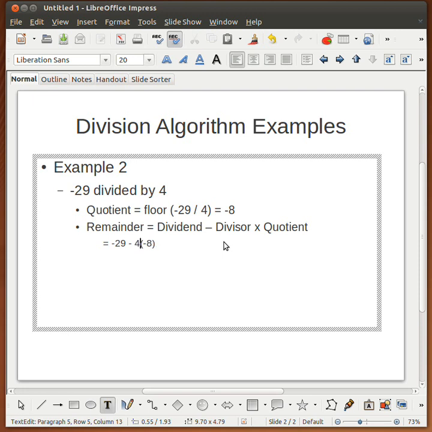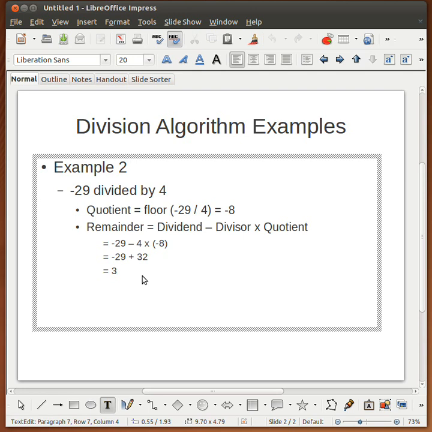The divisor was 4 times negative 8, which is negative 32, so negative 29 plus 32, which is equal to 3. Aha! So the remainder is 3. Now do you see that this 3 is lying between 0 and 1 less than 4? So it is within the range. So this is exactly how you would calculate the remainder when one of the two numbers is negative.